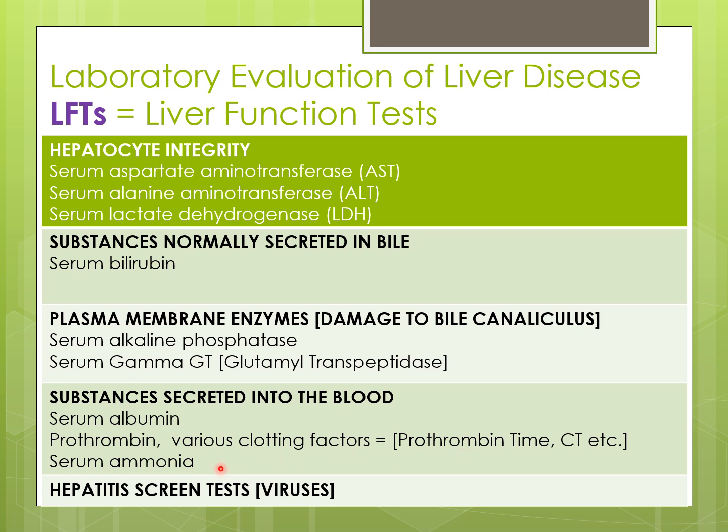Finally, ammonia, which is produced in the GIT, is a kind of toxin. When it reaches the liver, it is detoxified by the liver, and if it is not detoxified, it circulates and reaches the brain and can cause brain damage, can cause encephalopathy, can cause coma. I will not touch, of course, you will be taught more in detail about the hepatitis screen test, about the viruses.